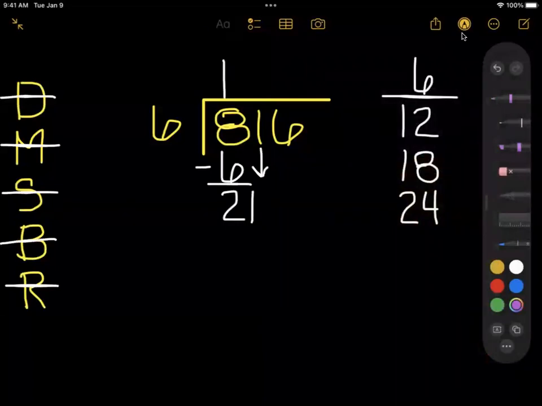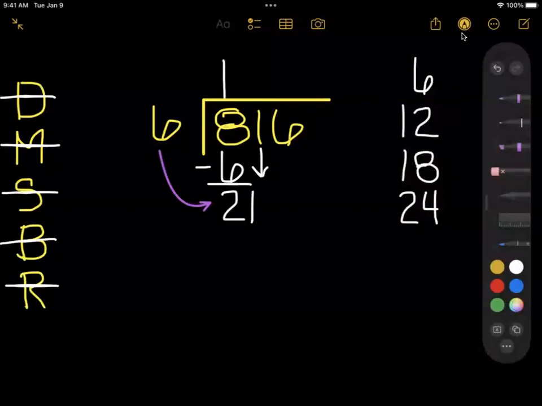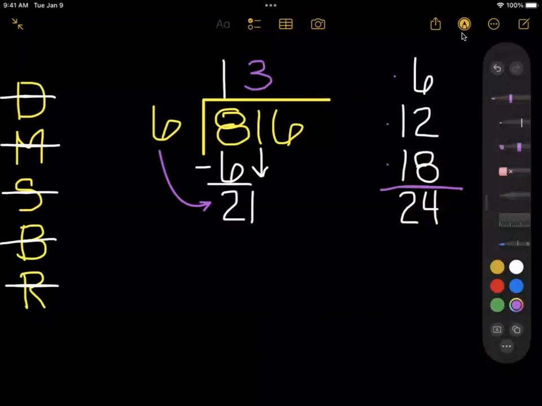My next step is to divide, but this time I want to figure out how many times 6 goes into 21. So I'm going to go back to my list. Now, you may already know off the top of your head how many times 6 would go into 21, and that's great. If you don't, you can go back to your list, and you can see that 21 is somewhere in between 18 and 24. That would take me 1, 2, 3 6s to get there. So I'm going to put a 3 right here on the top, and that is the division step.